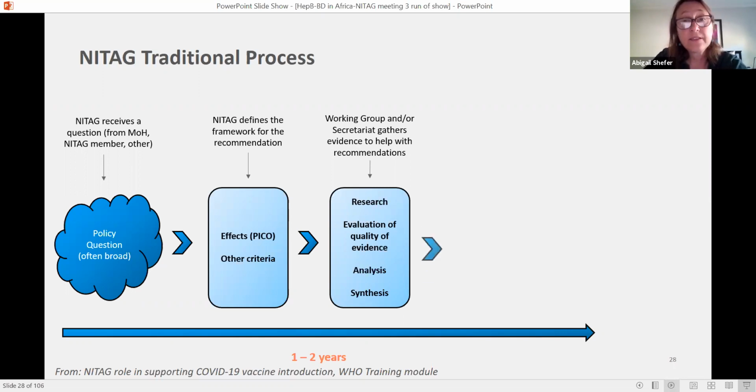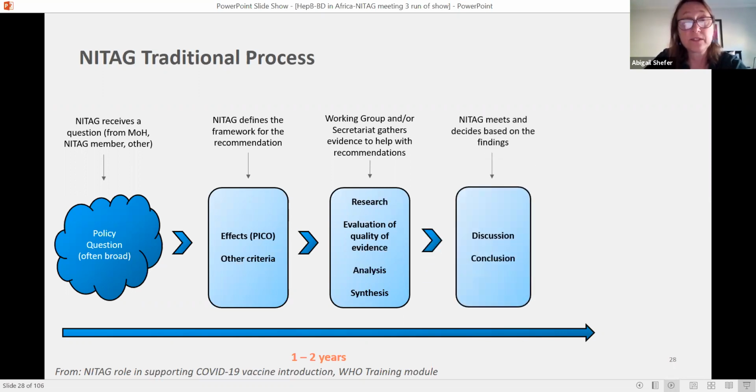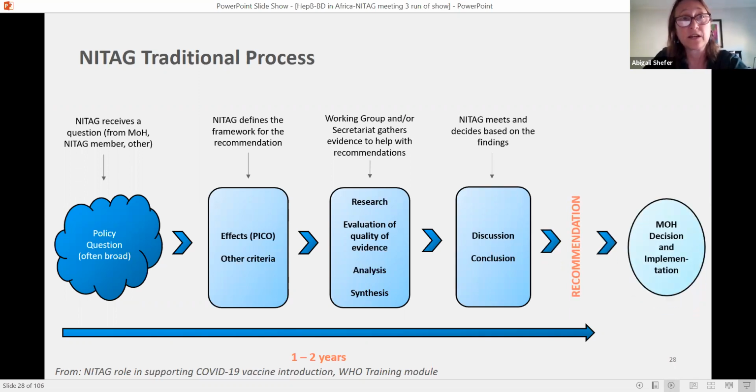Next click. Then the full NITAG meets to discuss and draw conclusions and finally make a recommendation. So the Ministry of Health takes this recommendation and then decides whether or not to adopt the recommendation and how it will be implemented. And normally this process takes from 1 to 2 years. And it's always important to remember that the Ministry of Health is always the decision maker on adopting a recommendation.